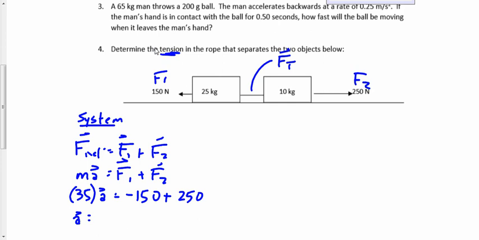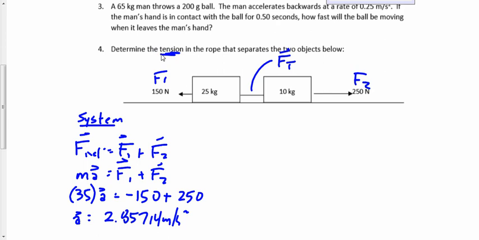Is that right? Why did I not round that to 2 significant figures? It's not a final answer, right? We just found the acceleration of the system. Now, what do we do next?